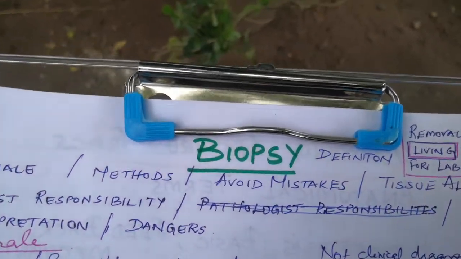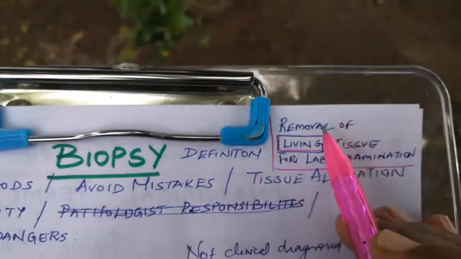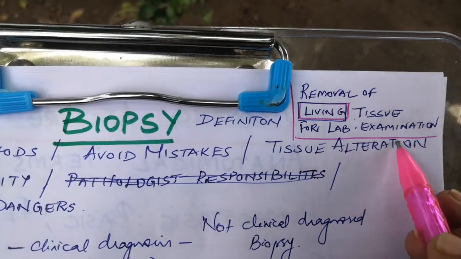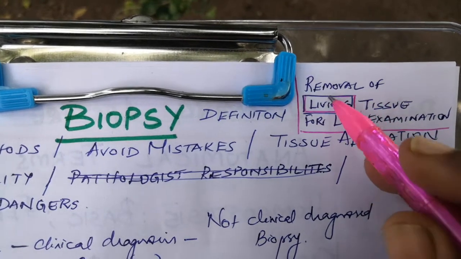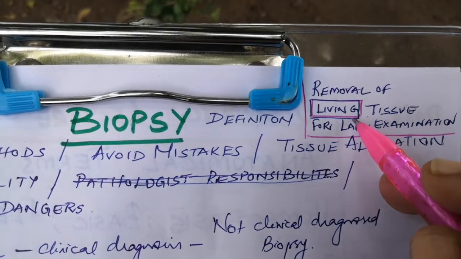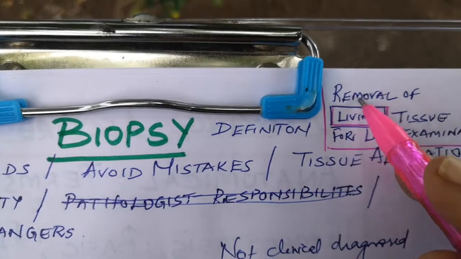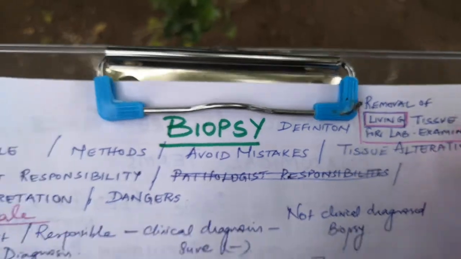So first we are going to see the definition. The definition is removal of living tissue for laboratory examination. You have to keep in mind it is living. Okay, if it is a dead tissue then it is called autopsy. So the definition is removal of living tissue for laboratory examination.